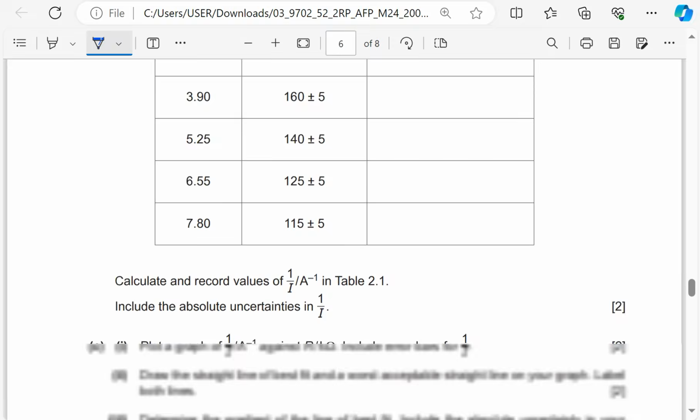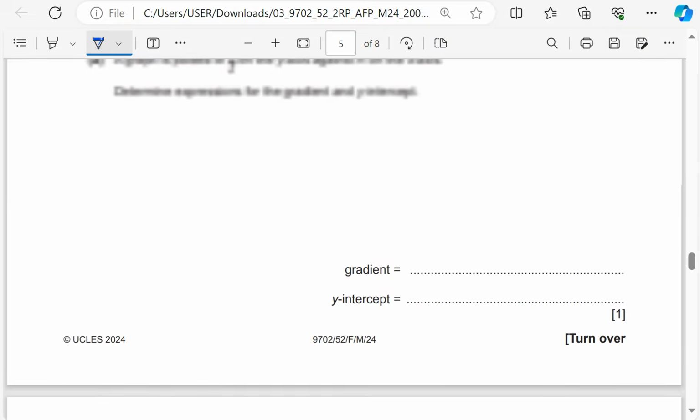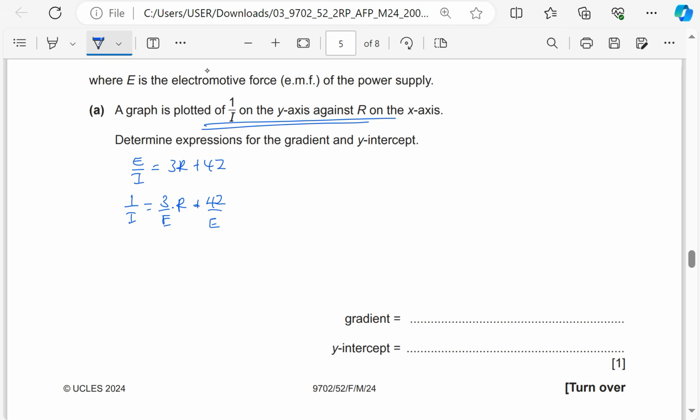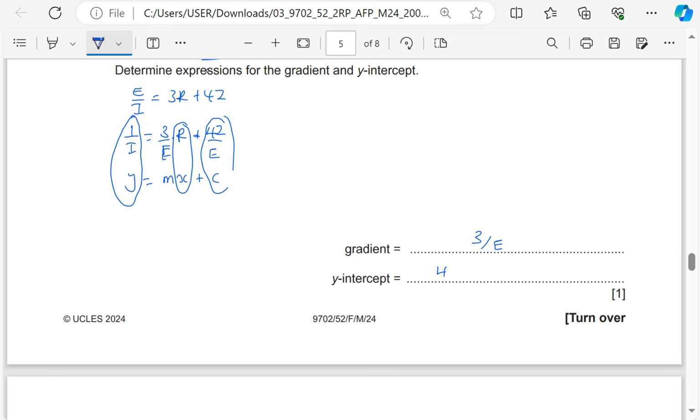So I'm going to compare this with y equals mx plus c. That is the equation of a straight line. On the y-axis, we have 1 over I. On the x-axis, we have plotted R. So the gradient is 3 over E, so this will be 3 divided by E. Then the y-intercept is going to be 4Z divided by E.